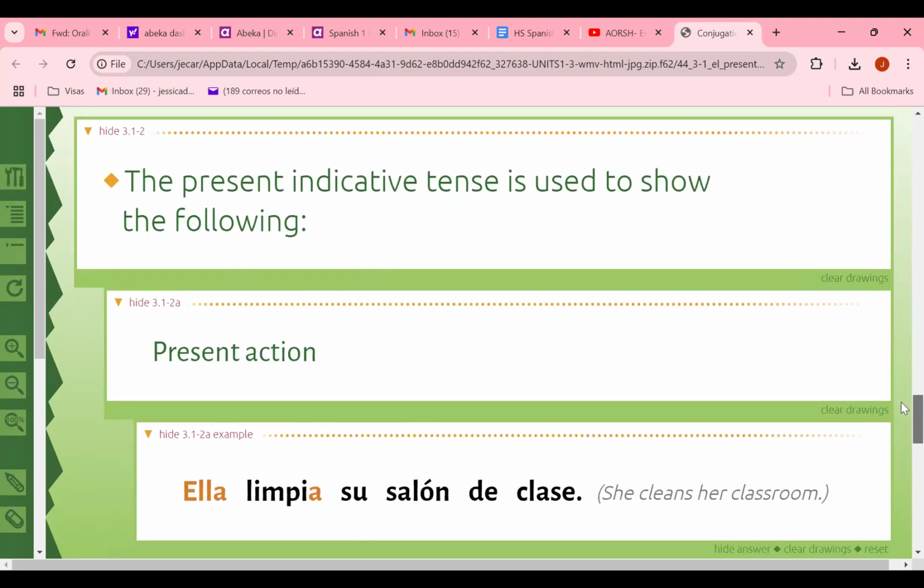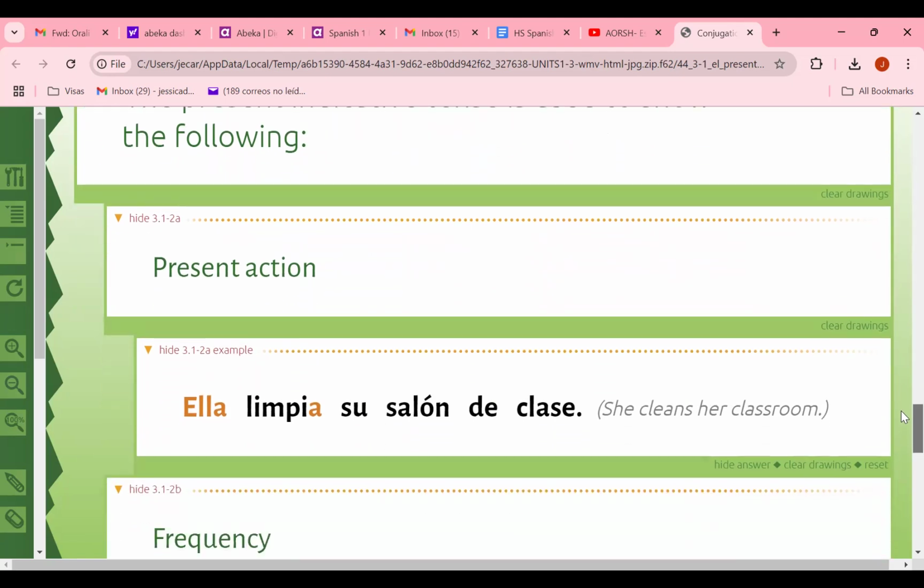Now, what do we use it for? It says here that the present indicative tense is used to show the following. First, a present action, something that is happening in the moment. Ella limpia su salón de clase. Ella, she, limpia, cleans, and notice the ending. The infinitive form is limpiar. You get rid of the AR and add the A because it's for ella. Ella limpia su salón de clase. She cleans her classroom.